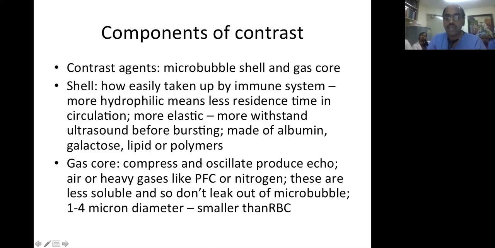The inner gas core. What do we have as the inner gas core in our agitated saline? It's simple air. Air contains nitrogen, oxygen, which will get dissolved in the body. So it needs to stay for a little longer. So what are the gases that can be given? Heavy gases like perfluorocarbons or nitrogen. These gases are less soluble. They will stay there within the circulation.